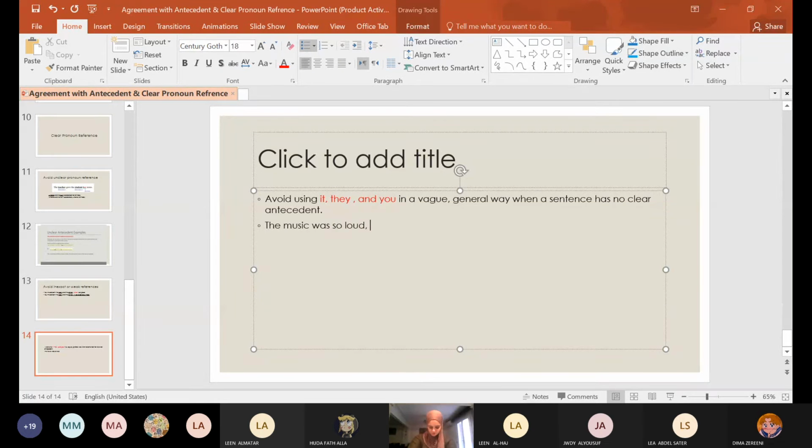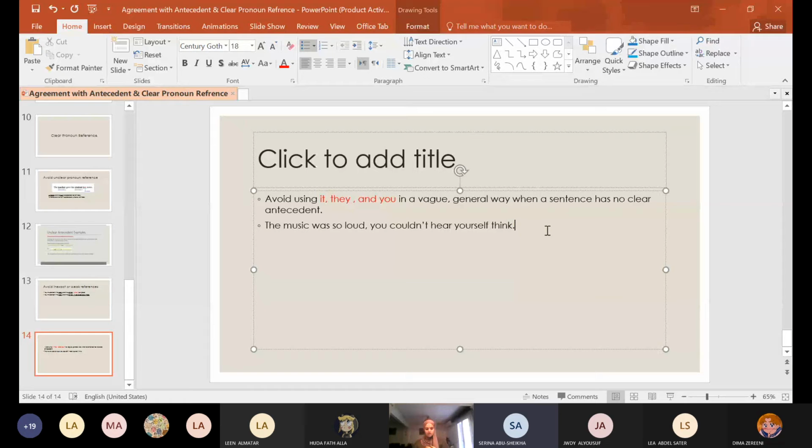And hear yourself thinking. The music was so loud. You couldn't hear yourself think. Here, "you" refers to what? Because we said that you should replace it as a noun. It should have its antecedent. Where is the antecedent?